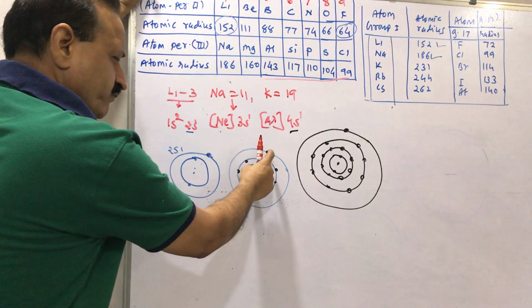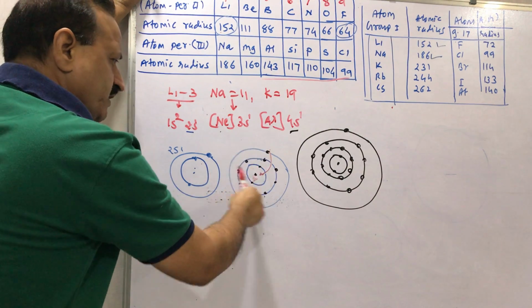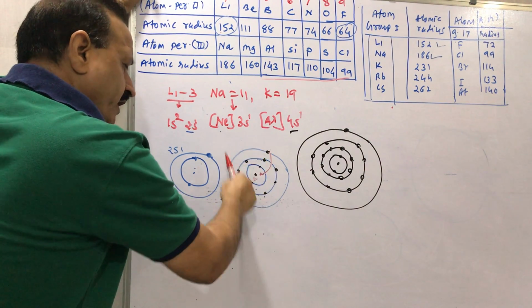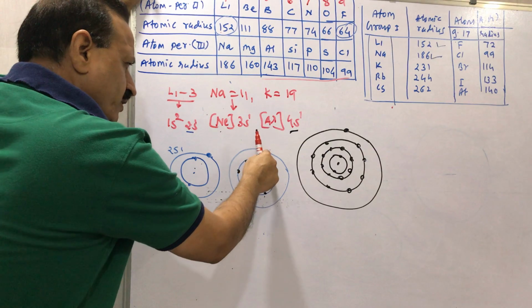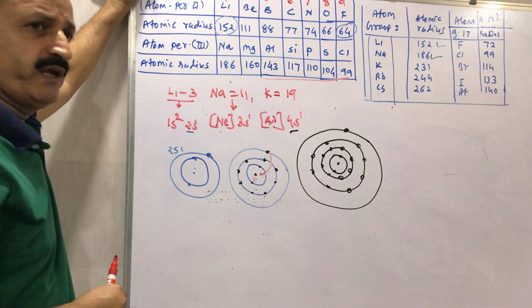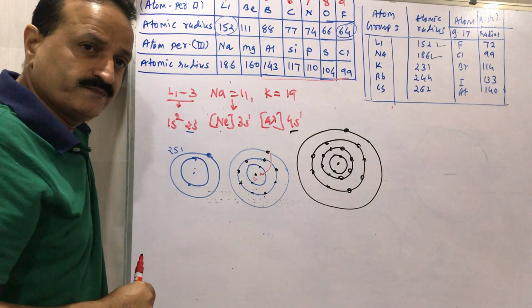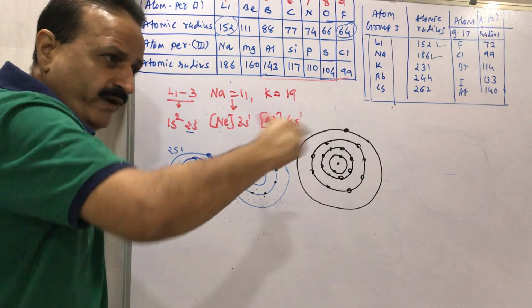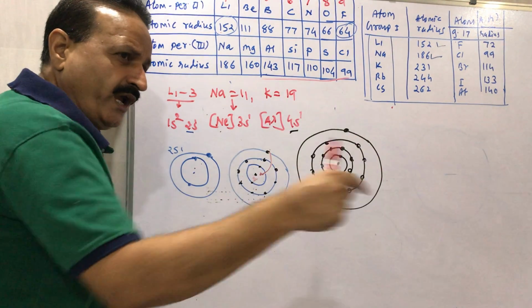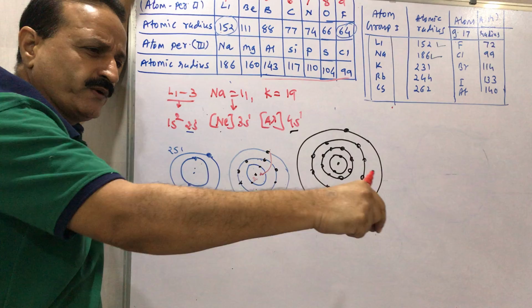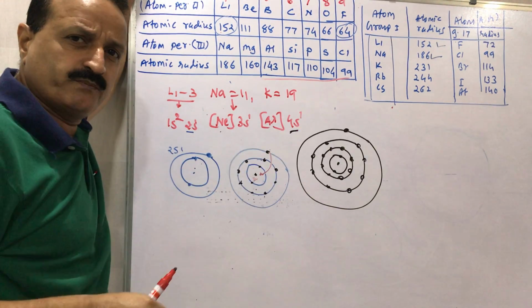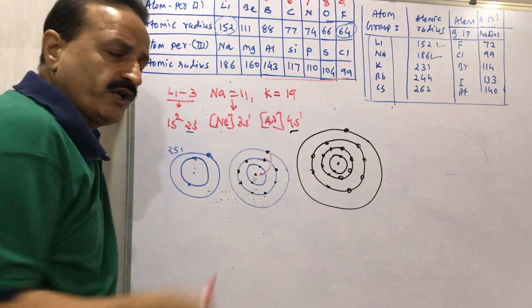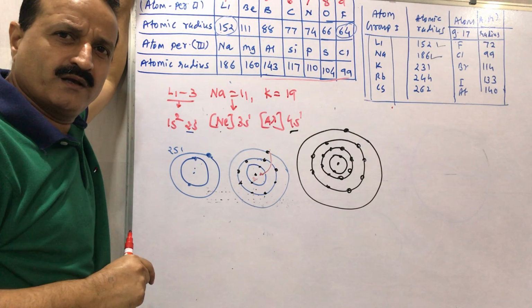So attraction force is decreased because electrons are continuously moving around the nucleus. So there is the shield effect. Shield effect means what? When a circle is rotating and we want to catch the person in the middle, we cannot catch the middle person because the circle is continuously moving.